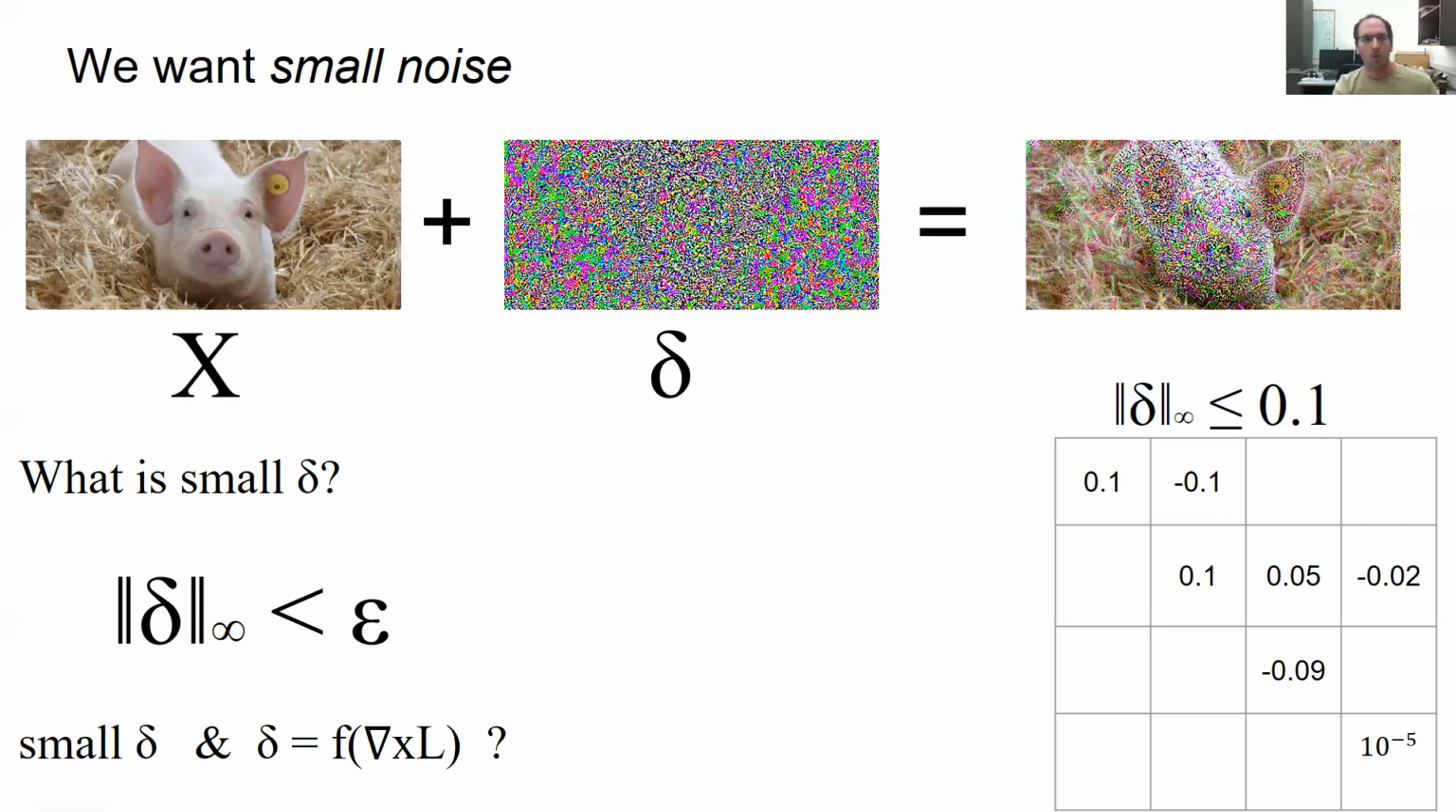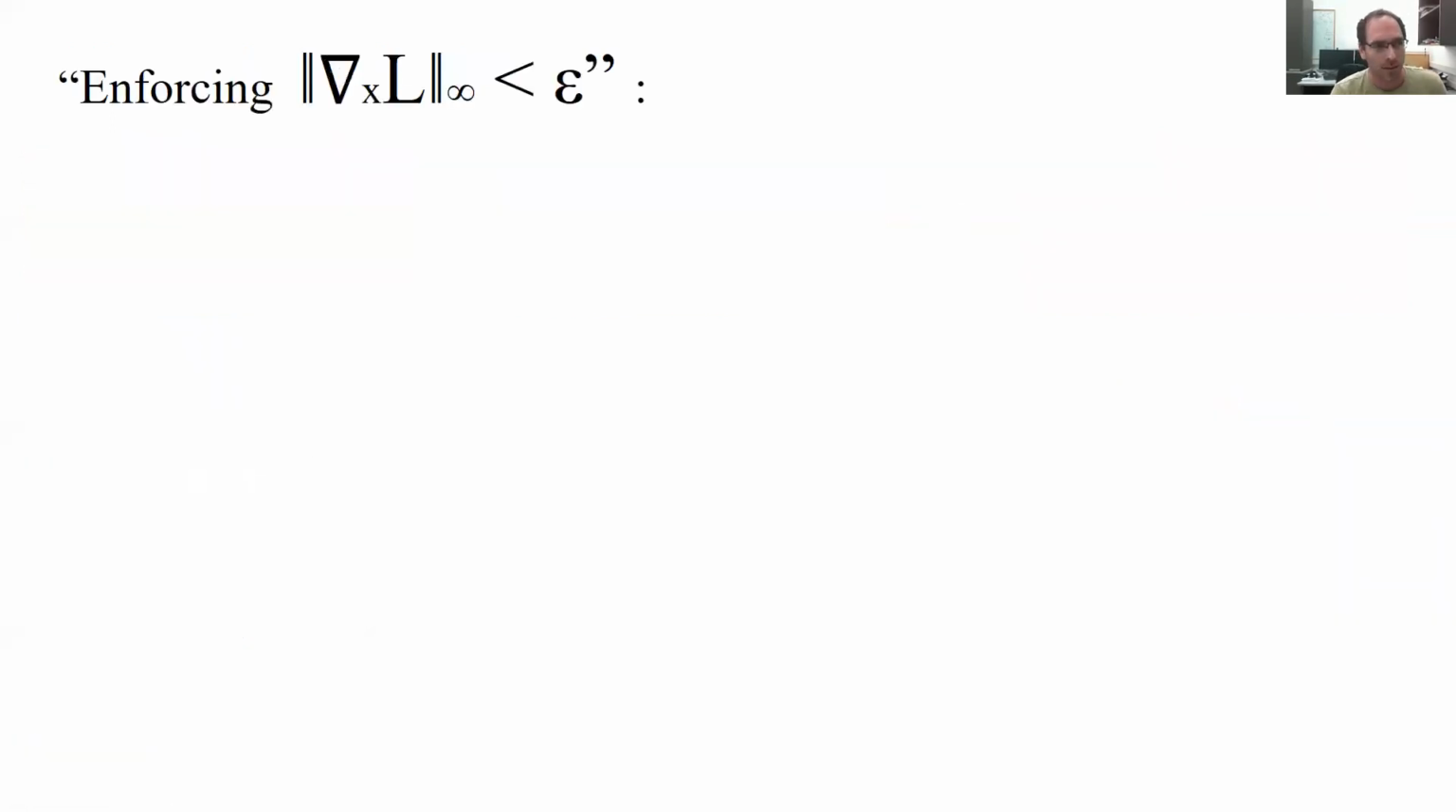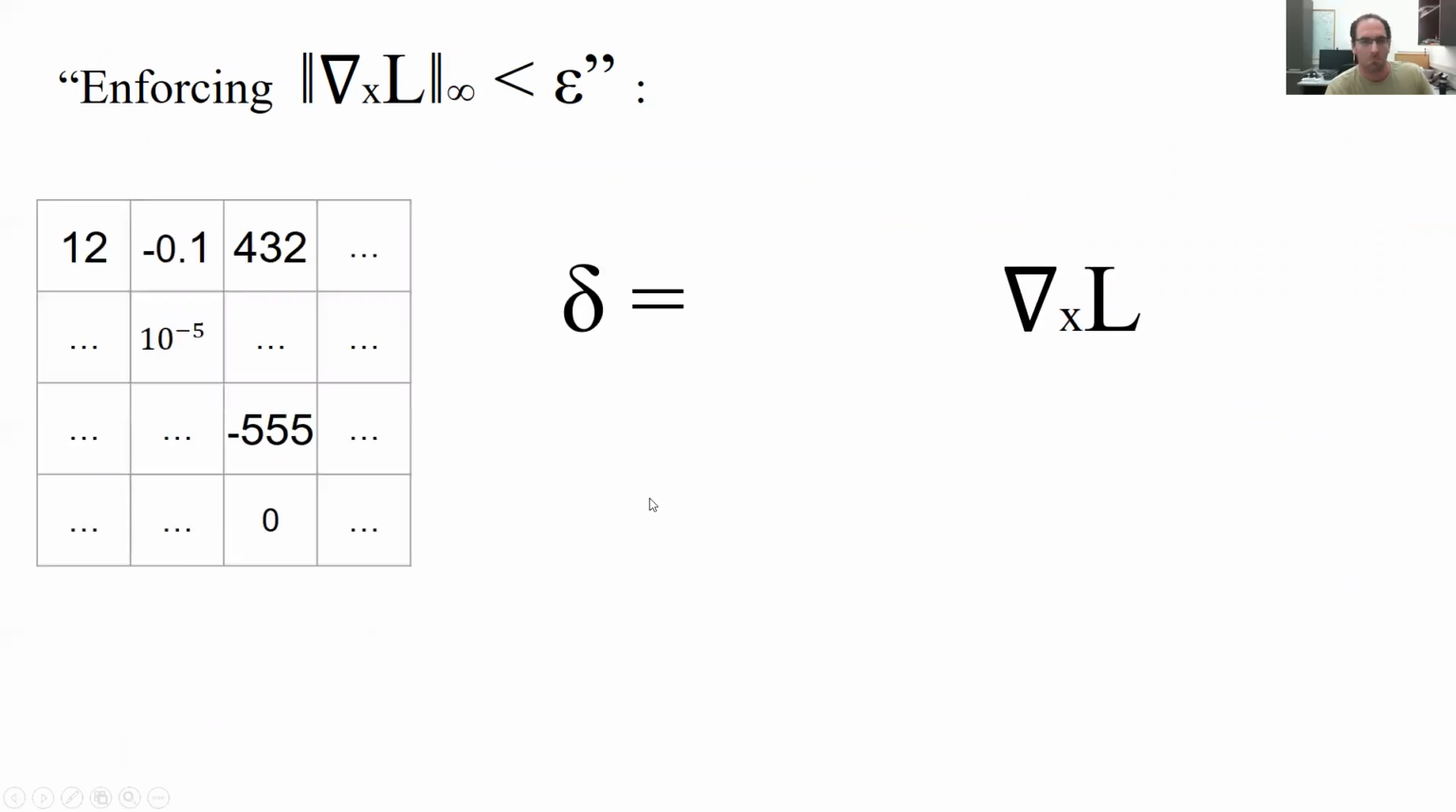So how are we going to combine our requirements for small delta? And that delta will be some function of the gradient, which we've seen is going to make the classifier act worse, right? How are we going to combine this? We want to enforce this gradient to be small. So let's start with the gradient here. And this is an example of how a gradient can be. It can have all sorts of values. There is no guarantee that it will be bounded in any way.